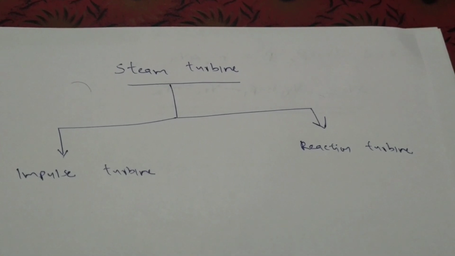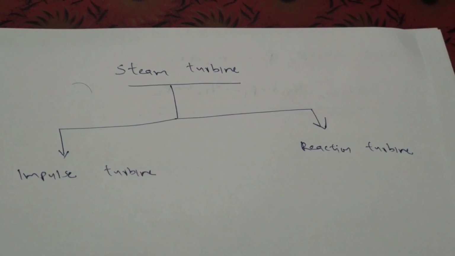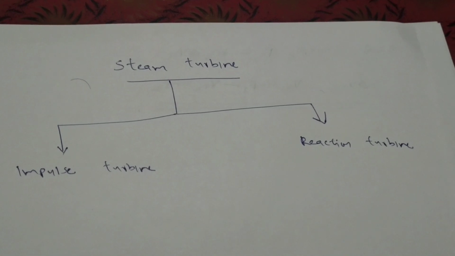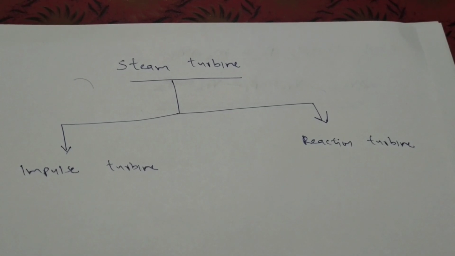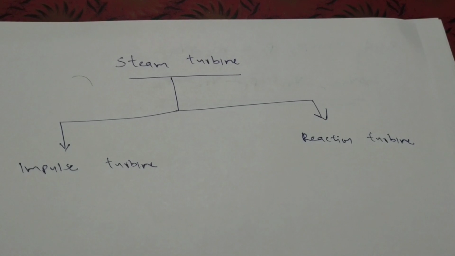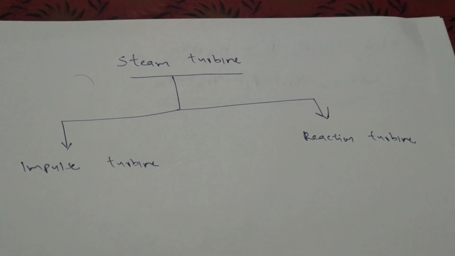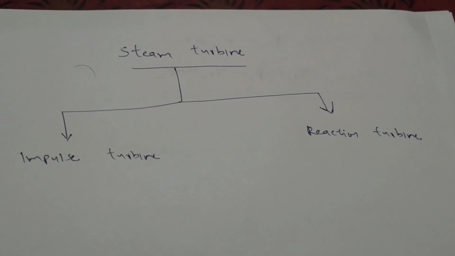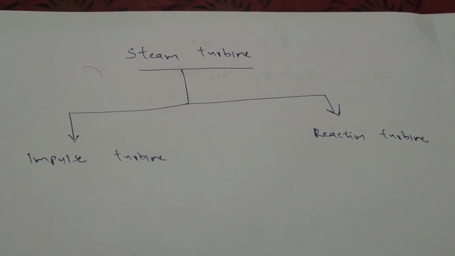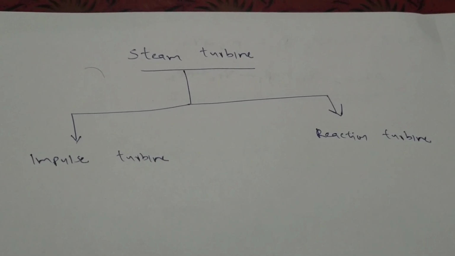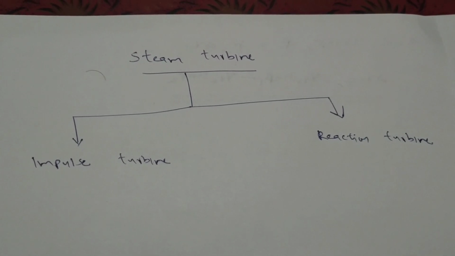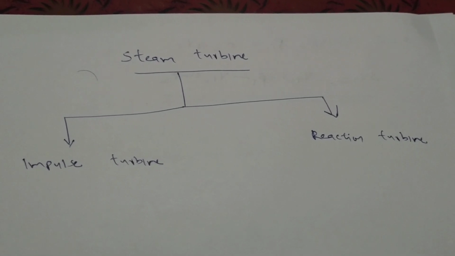We don't have to go into depth of mechanical construction details and things like that. So we will be just focusing on the basic equations to calculate work done and efficiencies and things like that. So the broad classification of steam turbine is into impulse turbines and reaction turbines. Most of the turbines can be simply divided into either impulse turbine type or reaction turbine type.